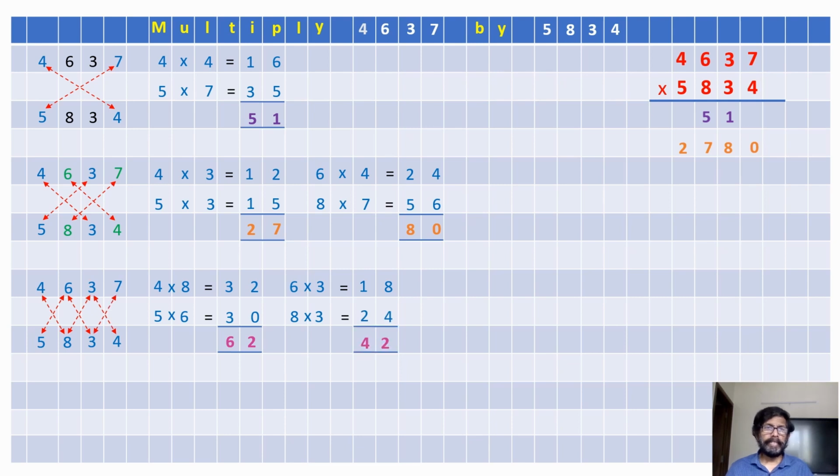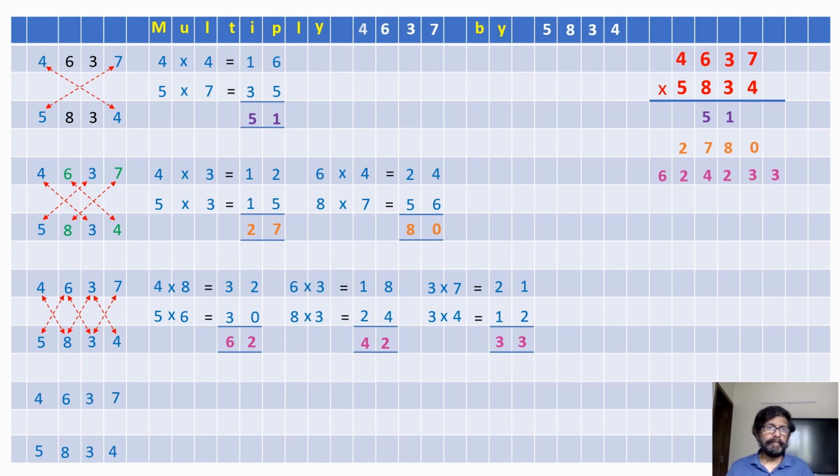And finally the tens digit by the ones digit. 3 times 4, 3 times 7, 21 and 12, 33. And all these three numbers, 62, 42 and 33, are moved over here and placed as shown in this diagram.